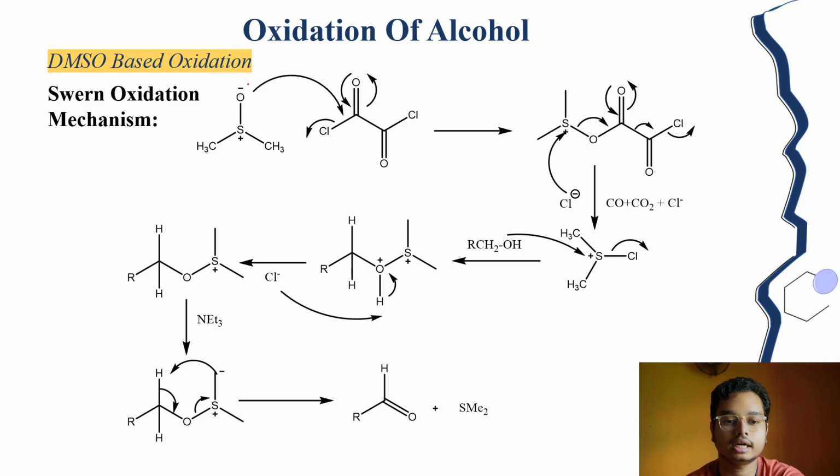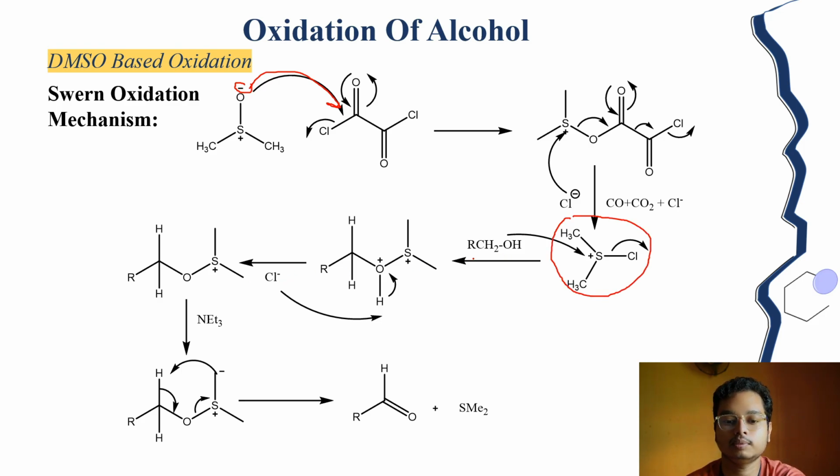What happens is that DMSO gets activated by reacting with oxalyl chloride, that is (COCl)2. Now this negative charge attacks here, and then this chlorine leaves, and then the chloride attacks the sulfur center, and this bond breaks down. After the decarboxylation and decarbonylation reactions, a rearrangement takes place. Finally we get this intermediate, and this is called the activated DMSO compound.